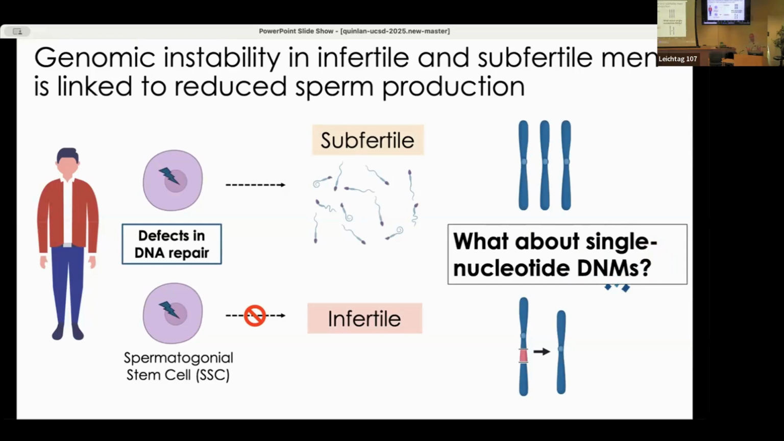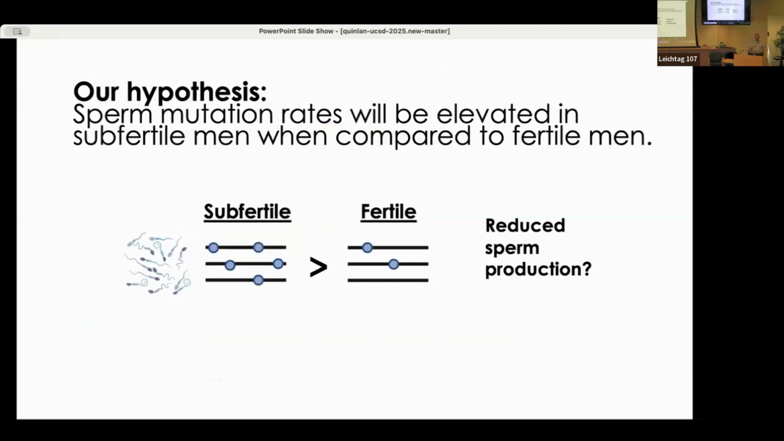We're interested in that because men who are subfertile are more likely to have their sperm sampled for IVF. And if there are elevated mutation levels in those gametes, that's something that's currently not appreciated and eventually could be tested for. So our basic hypothesis hopefully is obvious at this point. We hypothesize that sperm mutation rates would be elevated in the sperm of subfertile men compared to fertile men.